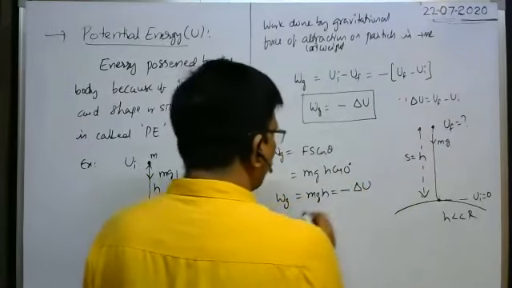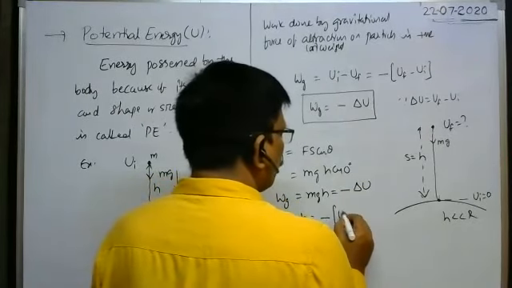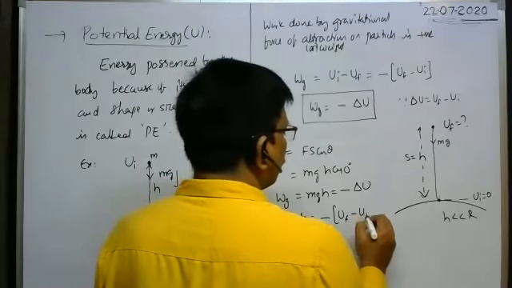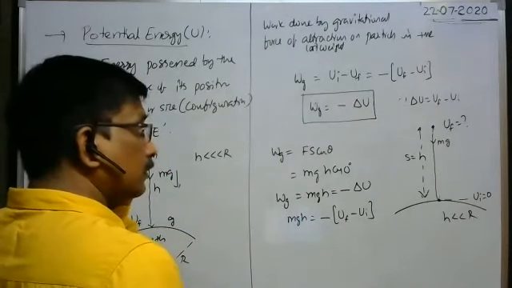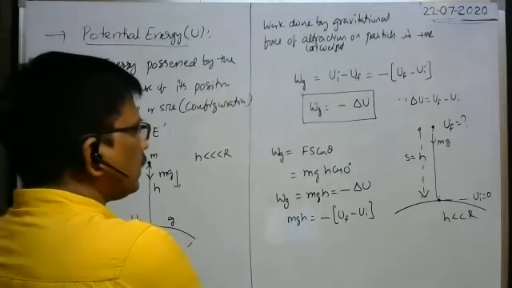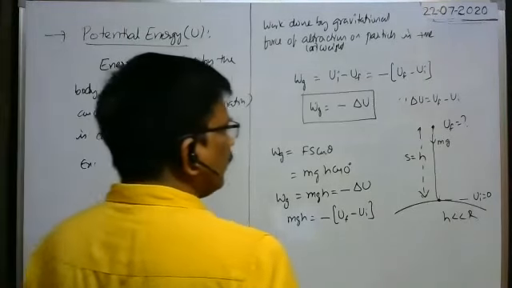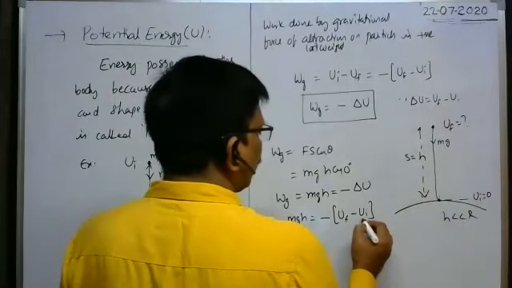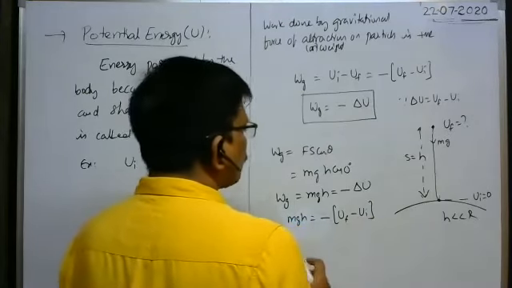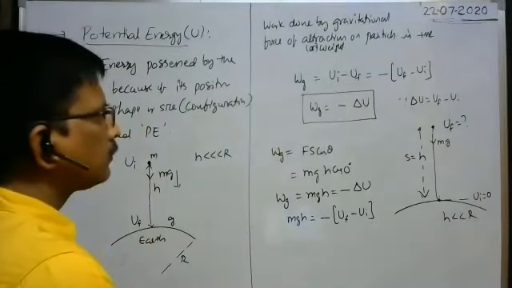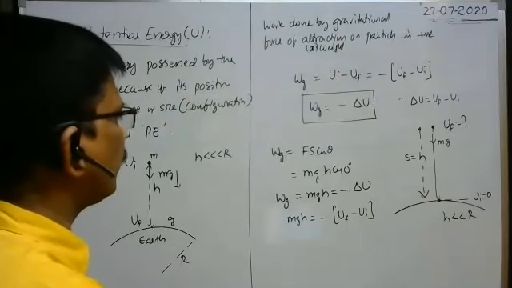According to this formula, work done by gravity is equal to minus of change in potential energy. So mgh is equal to minus delta U, which we can write as minus of Uf minus Ui. Initial potential energy is 0 now. Therefore, final potential energy is equal to minus mgh.